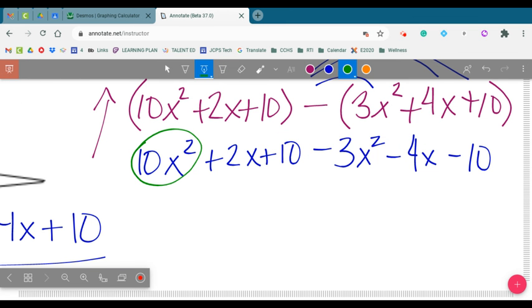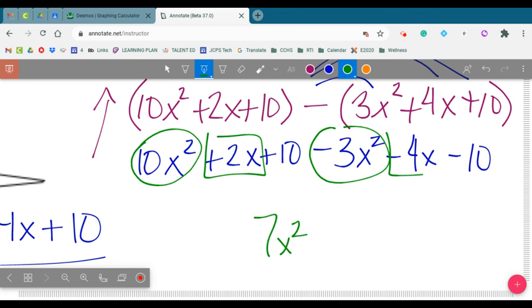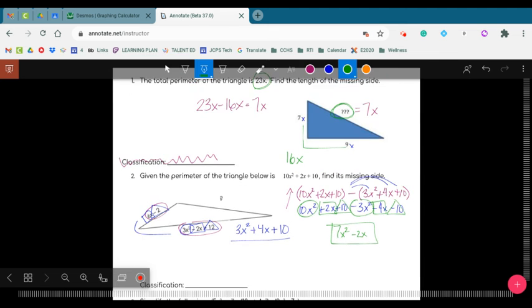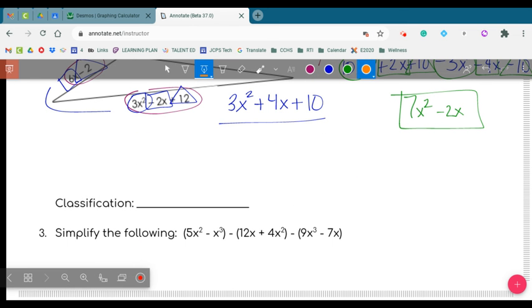Then combine like terms. So 10x squared minus 3x squared is going to give me 7x squared. 2x and negative 4x is going to give me negative 2x. And then a positive 10 and a negative 10 is just going to cancel out. So my answer for that missing side is 7x squared minus 2x. So the exponent on this one is 2. So this is going to be quadratic.